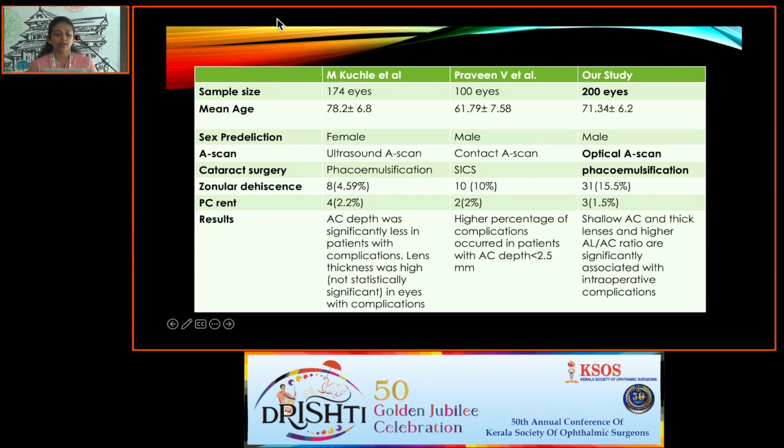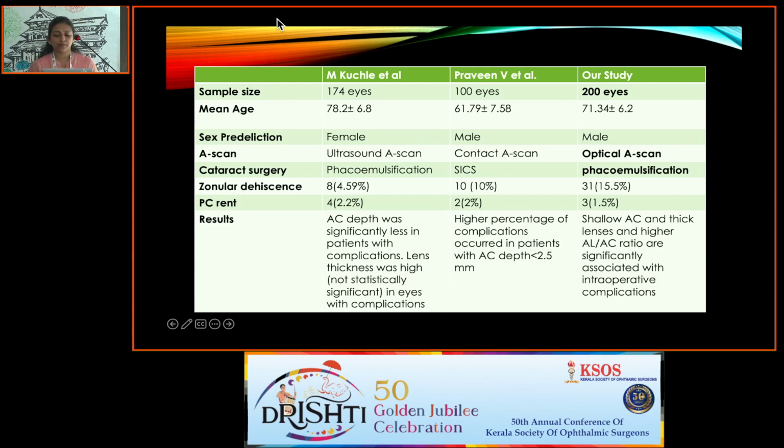Mean age was similar. Sex predilection was male. The A scan used was optical A scan in our study. The other two studies used ultrasound A scan. Cataract surgery was by phacoemulsification in ours and the Kushal et al. study, but Praveen V et al. used small incision cataract surgery patients.